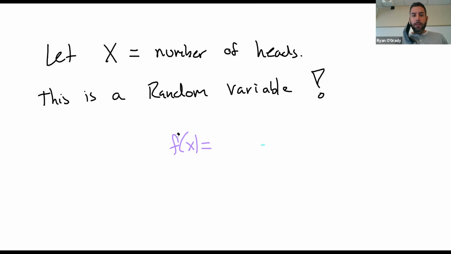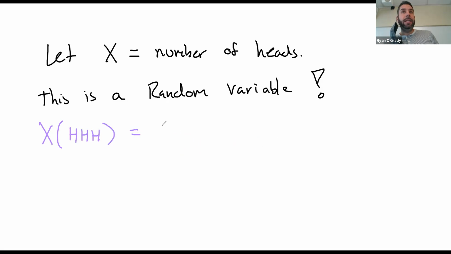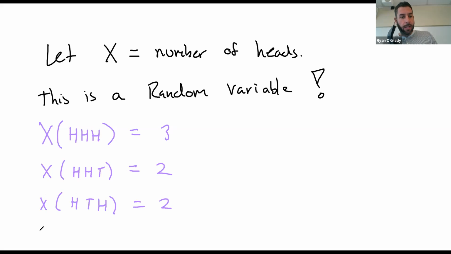So let's think about this. The inputs are the sample space. So for example, X has an input. What's the first input? It's heads, heads, heads. So what does that equal? Well, how many heads do you see? 3, right? And then you have X of heads, heads, tails. Well, there are 2 heads here. Or you have X of heads, tails, heads, and there are 2 heads there. Or you have X of tails, heads, heads, and there are 2 heads there.